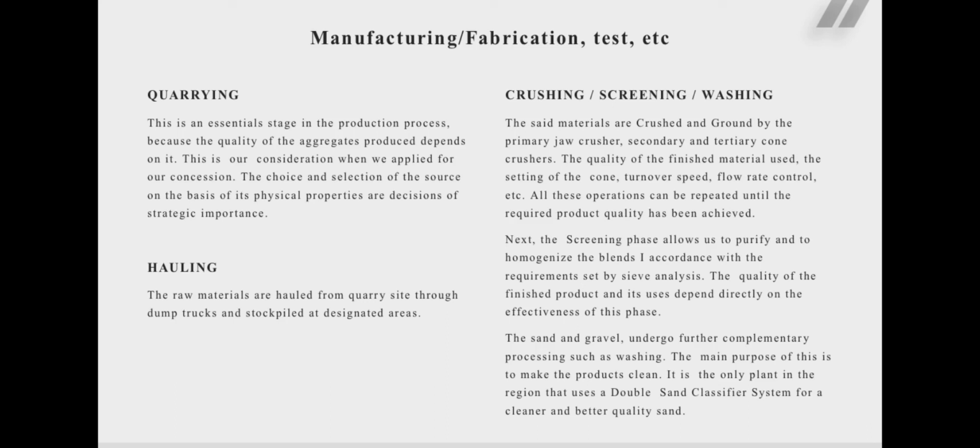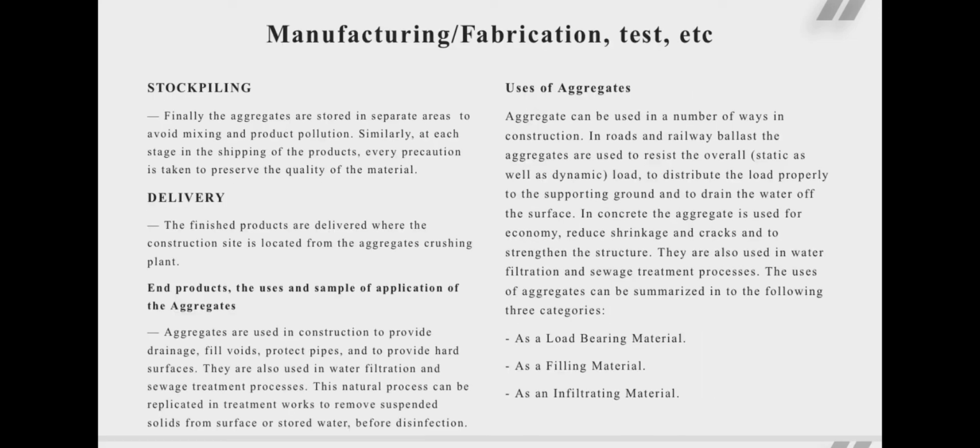The fabrication steps are quarrying, hauling, crushing, screening, washing, delivery, and so on. So, the end products. Aggregates are used in construction to provide drainage, fill voids, protect pipes, and provide a hard surface. They are also used in water filtration and sewage treatment processes. This natural process can be replicated in treatment works to remove suspended solids from surface and stored water before disinfection.